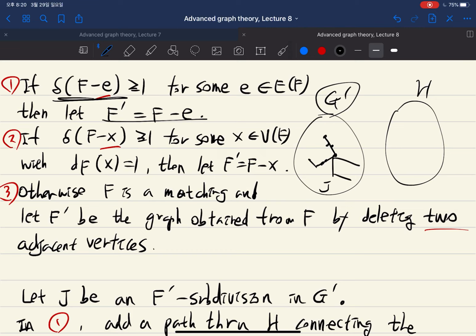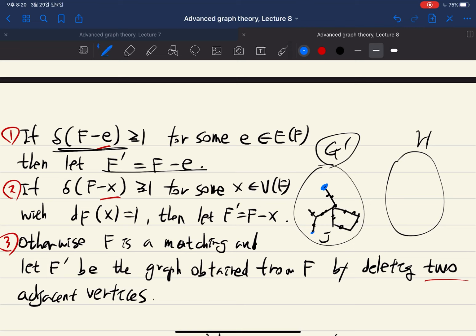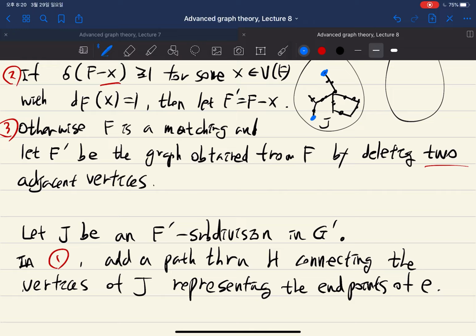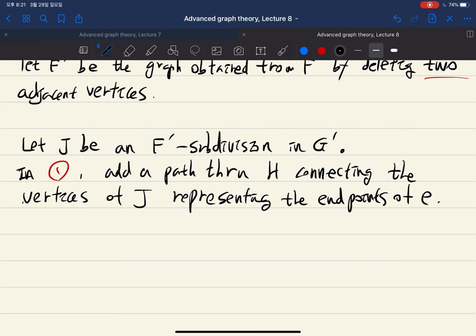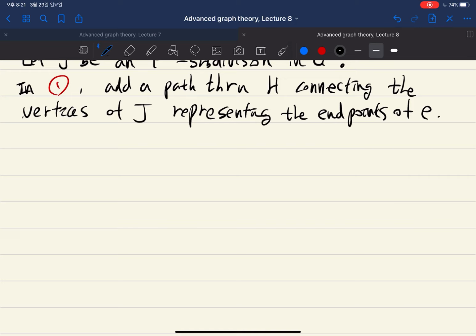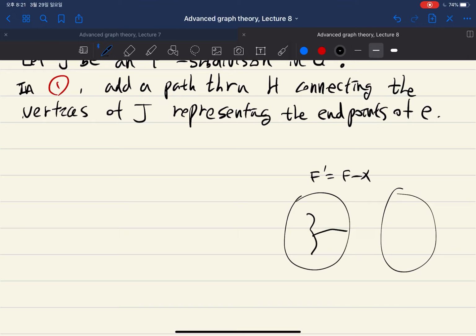So here, we have a subdivision of F prime, which is J. And then let's say these two are the branch vertices which represent the endpoints of E. Then because it has a neighbor in H, and H is connected, we can add this path to obtain a subdivision of F. And in the other two cases, we can do it in the same way. If F prime is F minus X, where X has degree 1, then in J, you find the branch vertex which corresponds to the unique neighbor of X, and you add one edge to H, then this is now a subdivision of F.